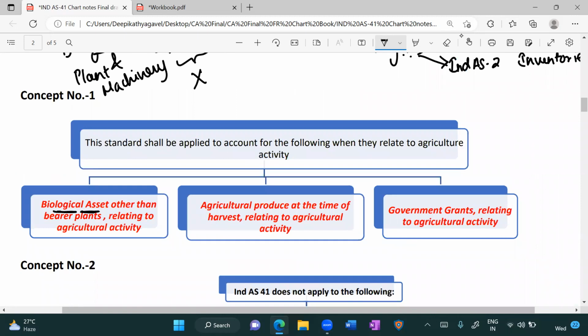So now with that note, let's get into concept number 1, which is the applicability of the standard. The standard says that this shall be applied to account for the following when they relate to an agricultural activity. So it is going to be used for accounting the following only when they relate to what? Agricultural activity. Let's see what is the first one. It says biological assets other than bearer plants relating to agricultural activity.